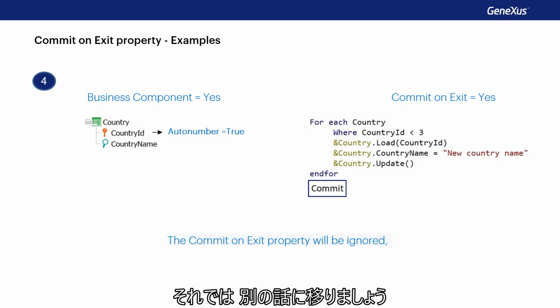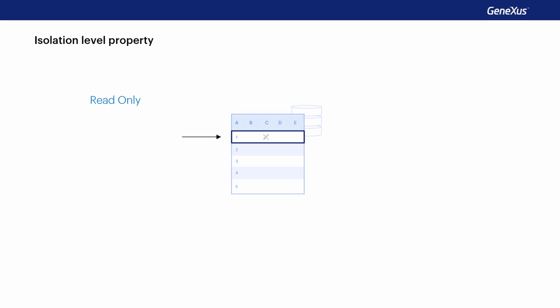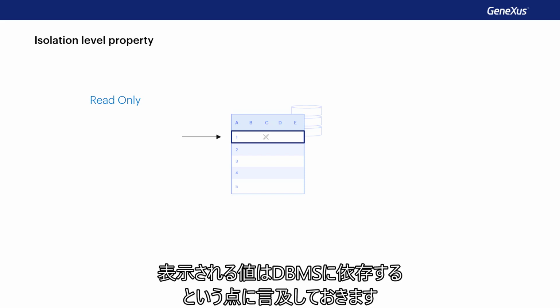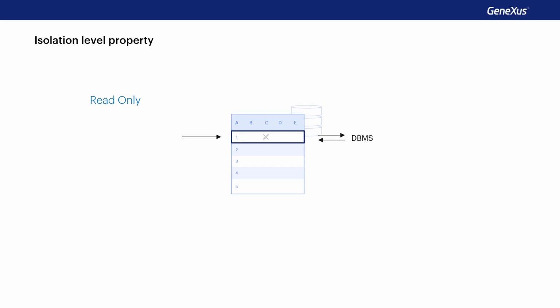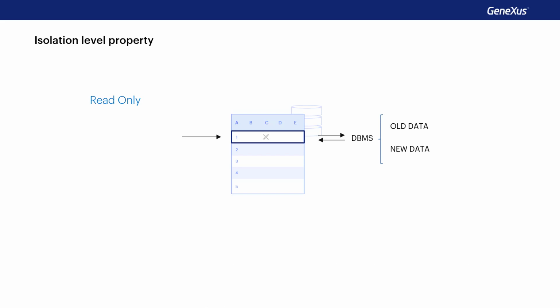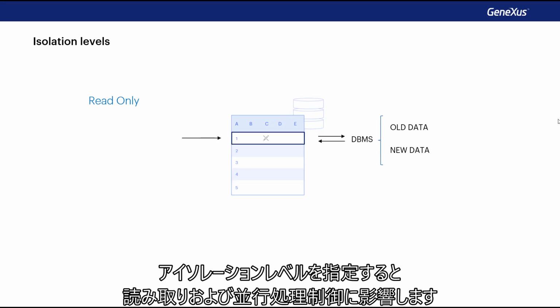Okay, let's see something else. Although we won't focus on studying concurrency control here, it should be mentioned that when several users perform operations on the database, if the information to be read is locked by another writing program, the values displayed will depend on the DBMS. The DBMS will then decide whether to display the old or the new value of the data being queried. Specifying the isolation level affects read and concurrency control.